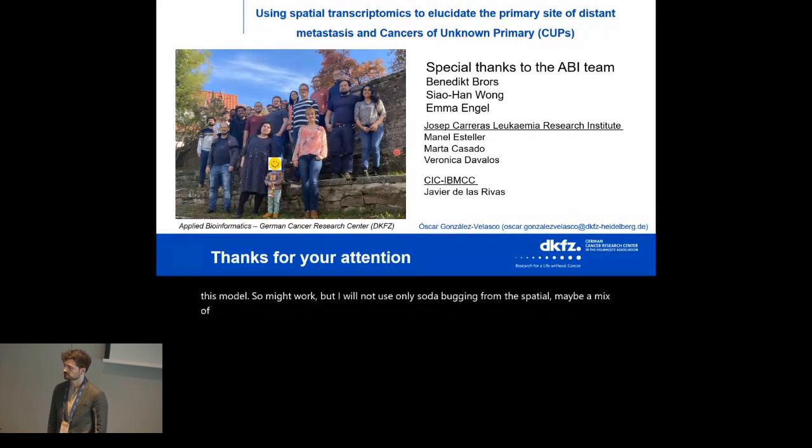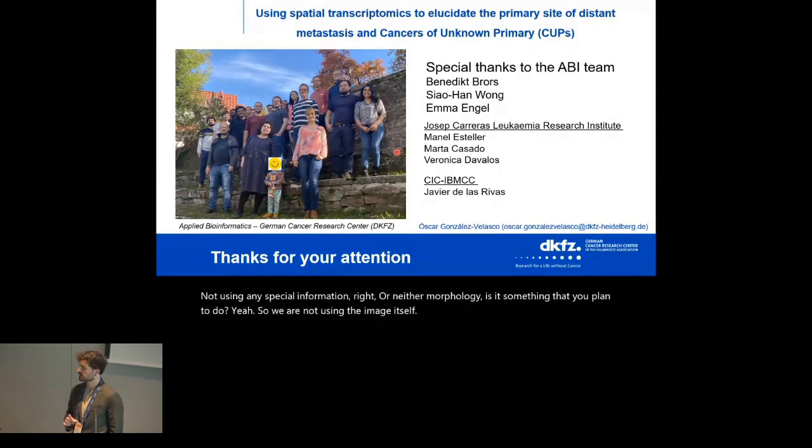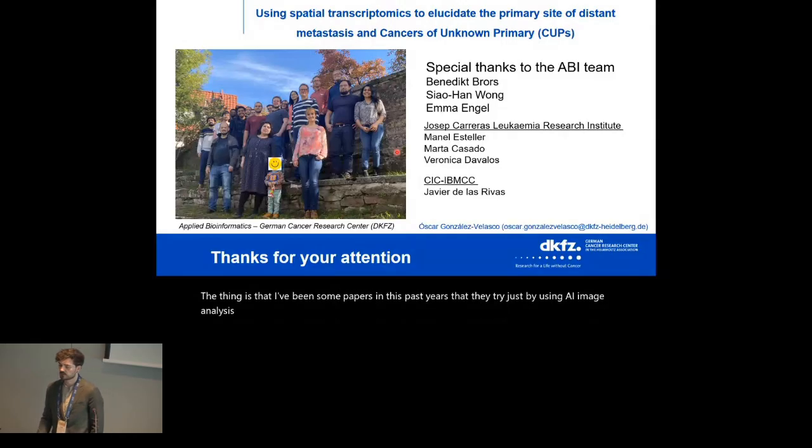Yeah, I see. And then maybe just a quick follow-up. In your model currently, you're not using any spatial information, right? Or morphology. Is it something that you plan to do? Yeah, so we are not using the image itself. There have been some papers in these past years that try, just by using AI image analysis, to predict the primary site, but in CUPs it doesn't work really well. So we don't think that it will add much information to the model.